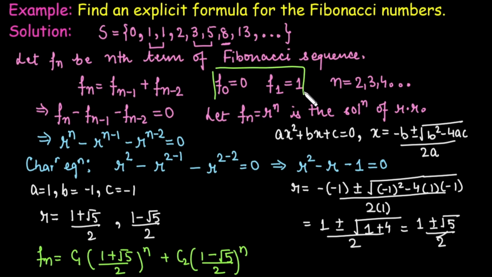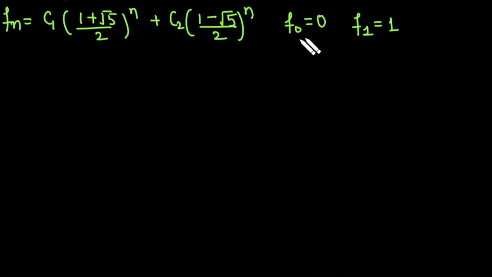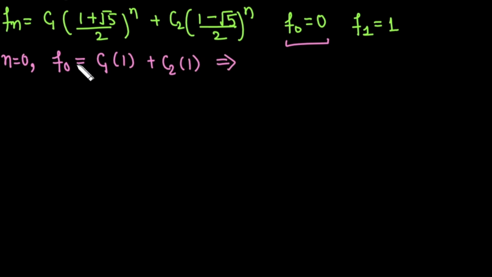But we need to deal with these two conditions as well, that is, f of 0 is equal to 0, f of 1 is equal to 1. According to this, find the values of the constants. So for that, we will observe the condition. It says that f of 0 is equal to 0. In this case, the value of n is 0. So plug n is equal to 0 here. We have f of 0 is equal to c1 constant raised to power 0 is 1, plus c2 constant raised to power 0 is again 1. So this implies c1 plus c2 is equal to f of 0, that is equal to 0. So this implies c1 is equal to minus of c2.